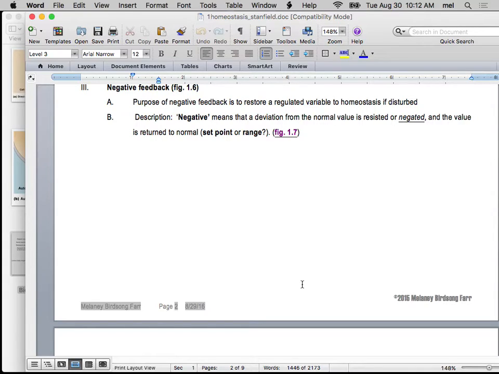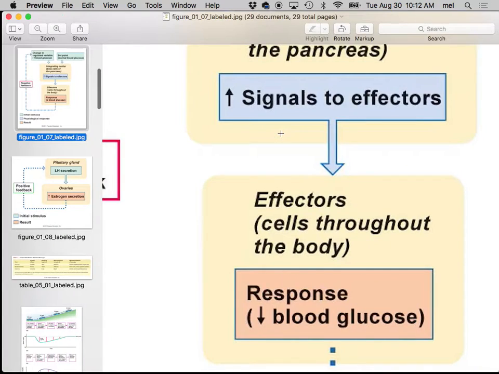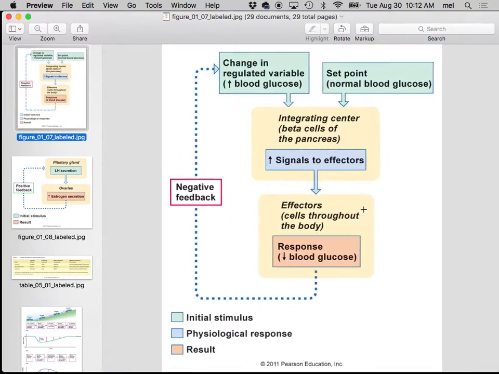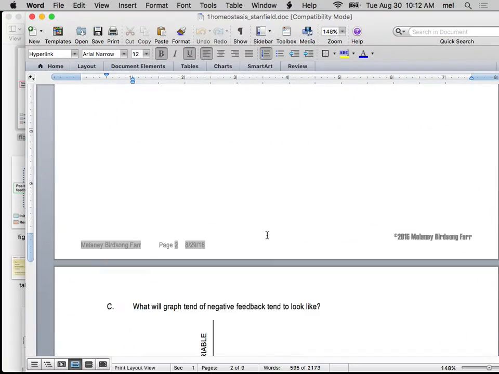Okay, so negative means that a deviation from the normal is resisted or negated, and the value is going to be returned to normal. Eventually today we're going to talk about whether you're trying to return it to a normal point or whether you're trying to return it to a normal range. And so we are going to talk about several examples of that.